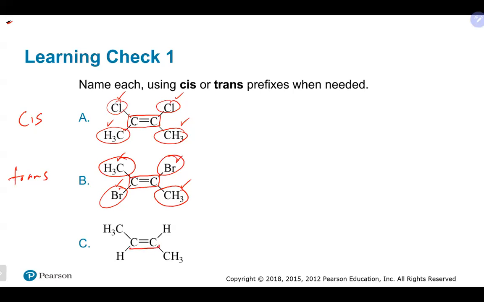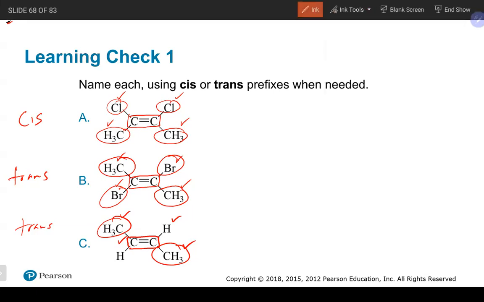Coming to here, different and different, different and different, methyl and methyl the same on opposite sides. And that would also be a trans, yeah. Any question on identify cis or trans in either of those, yeah? All right, then let's talk about the naming part.